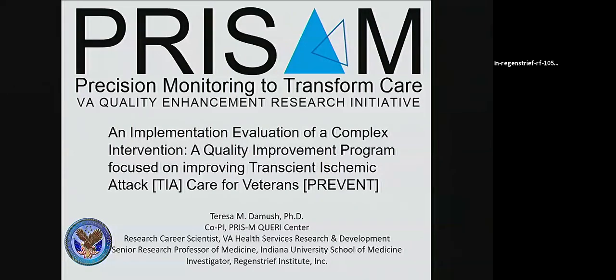As Mike had said, we've been working on a TIA project, but the project is one of our implementation projects that is in our larger QUERI center called PRISM. And I'm here to present today on an aspect of implementation, the implementation evaluation that we've done concurrently to the quality improvement program.